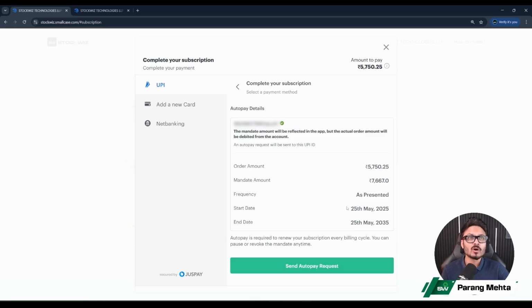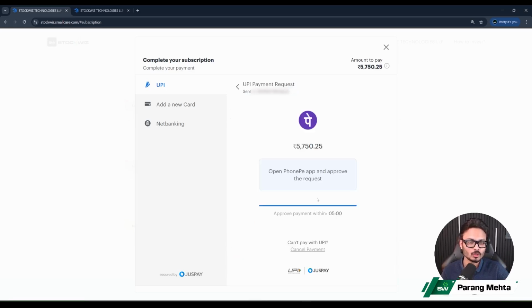Okay, so now I have put in the details. Now I'll have to click on send autopay request. Once I click on that, it is going to send me a request, and now I've got a request. So I'm just going to go to my payments, set this up, and now pay.